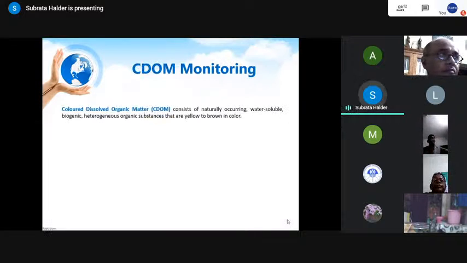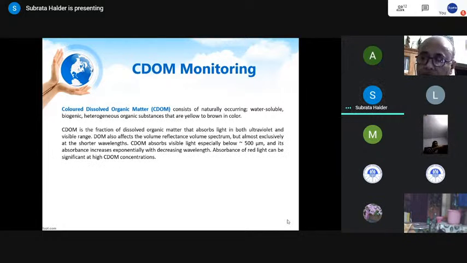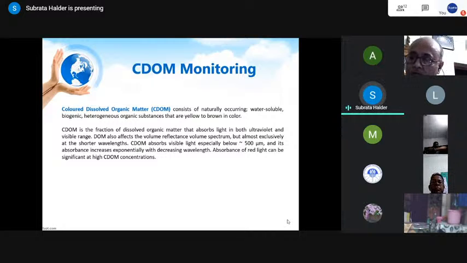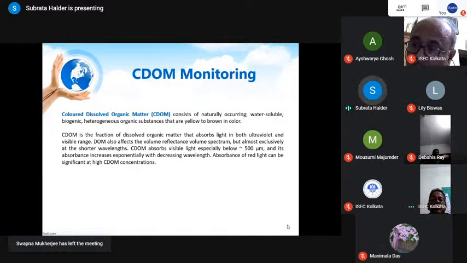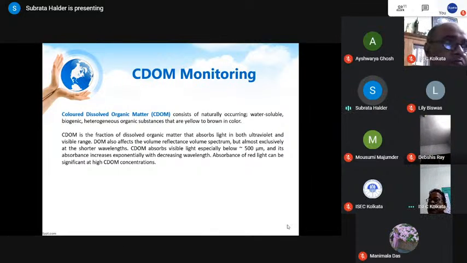Another is colored dissolved organic matter monitoring, CDOM. It consists of naturally occurring water-soluble, biogenic, and heterogeneous organic substances that are yellow to brown in color. CDOM is the fraction of dissolved organic matter that absorbs light in both the ultraviolet and visible range. CDOM also affects the volume reflectance spectrum, but almost exclusively at the shorter wavelengths. CDOM absorbs visible light especially below 500 nanometers, and its absorbance increases exponentially with decreasing wavelength. Absorbance of red light can be significant at high CDOM concentration.